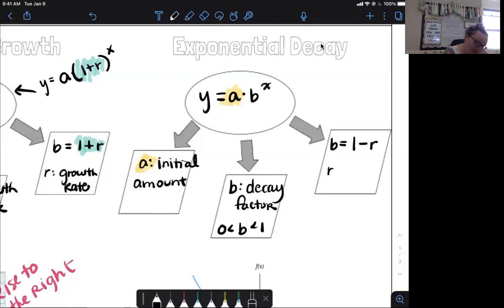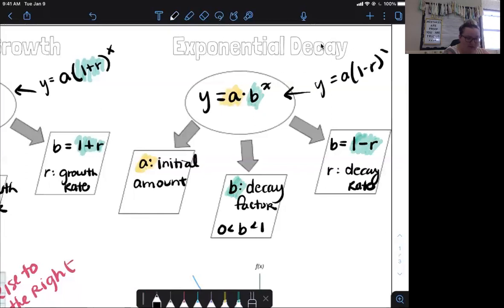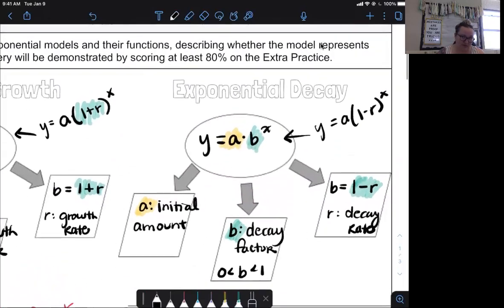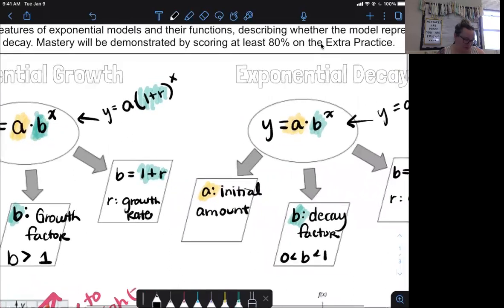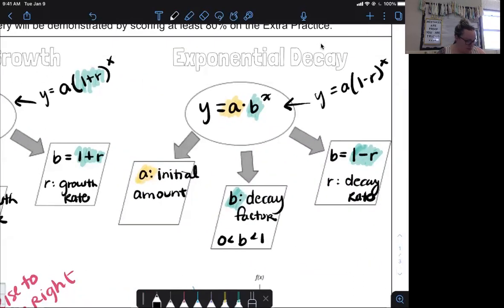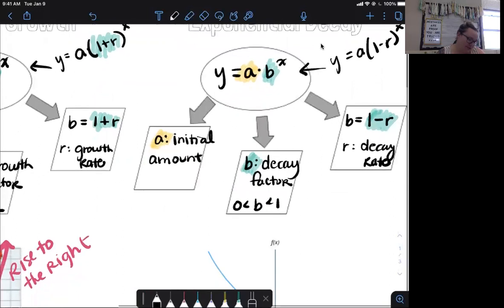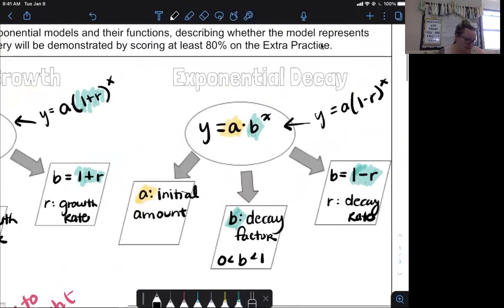So r represents your decay rate. Again, this b could be replaced with 1 minus r. So y is equal to a times (1 minus r) to the x. Okay, I think that's everything we need to know about our exponential decay.